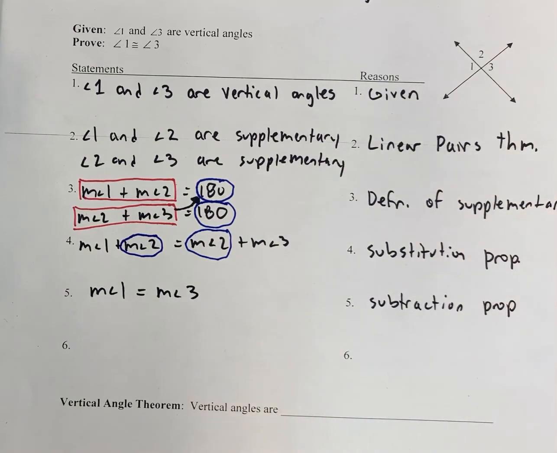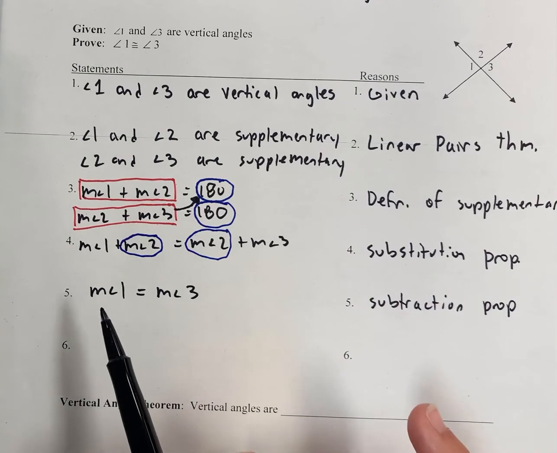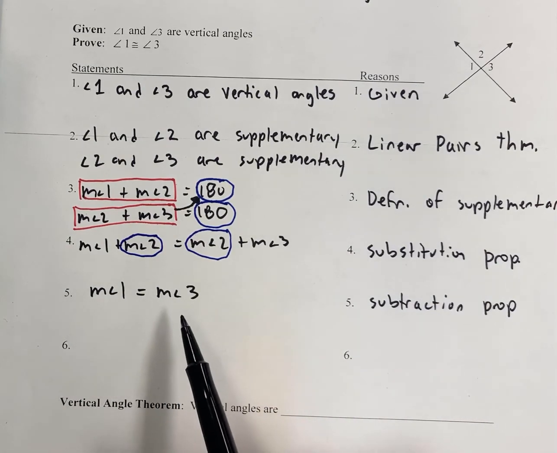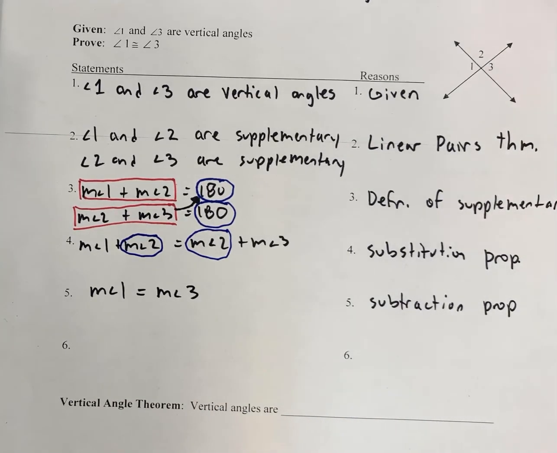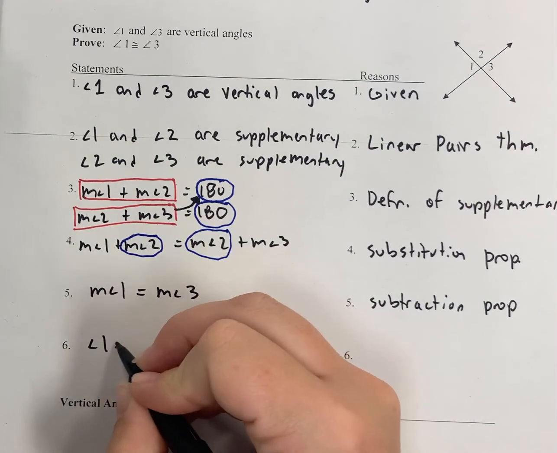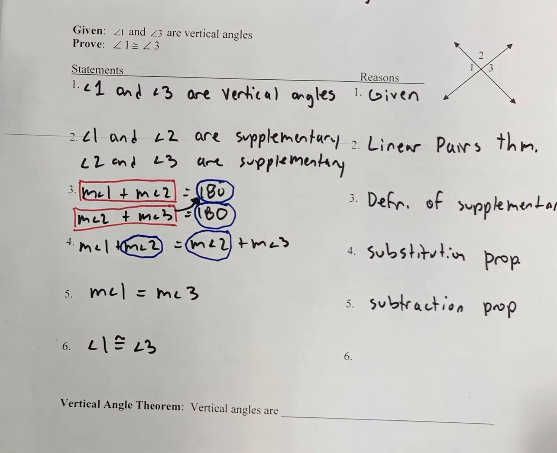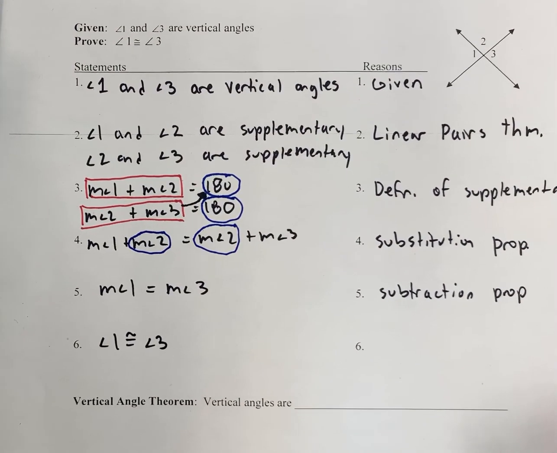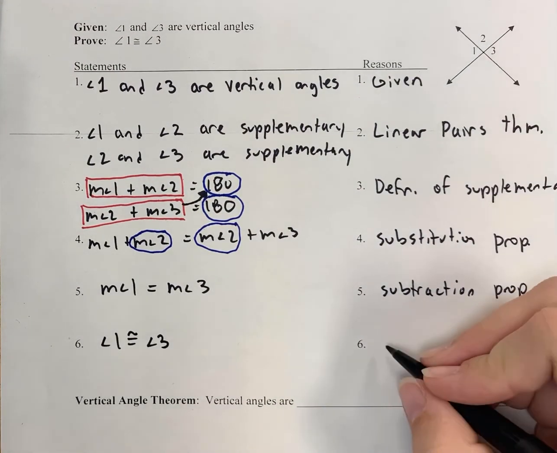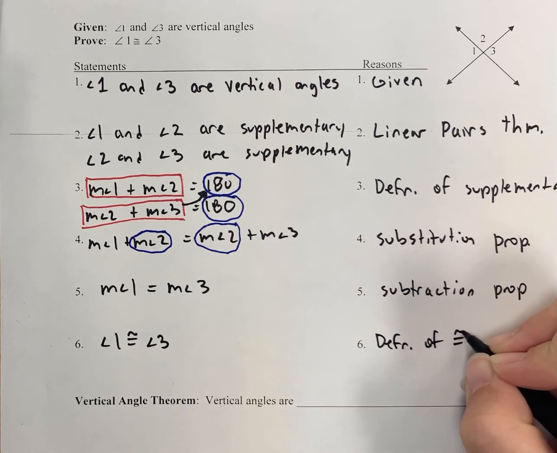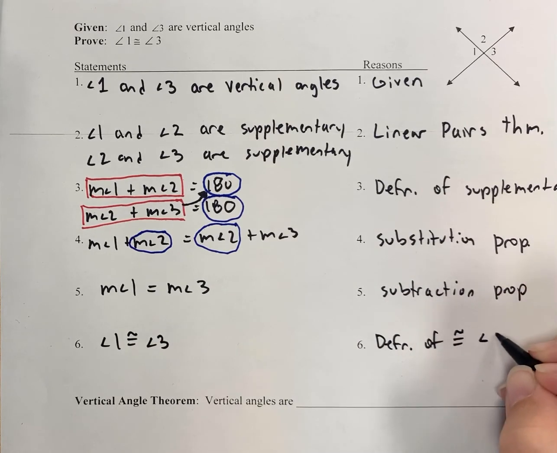Now, last but not least, since the measure of angle 1 now equals the measure of angle 3, we can say that means they have to be congruent. That's straight from up here. If their measures are equal, then they have to be congruent, which is good because that's what we were trying to prove. So the reason why is the definition of congruent angles.